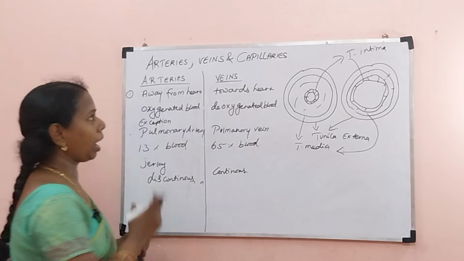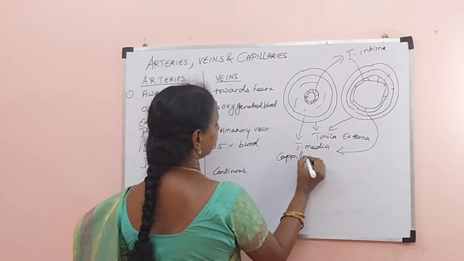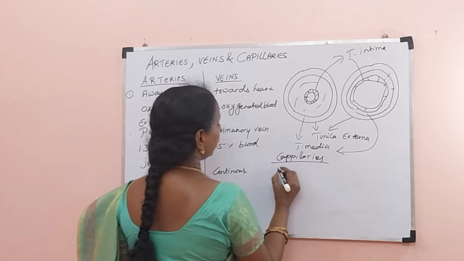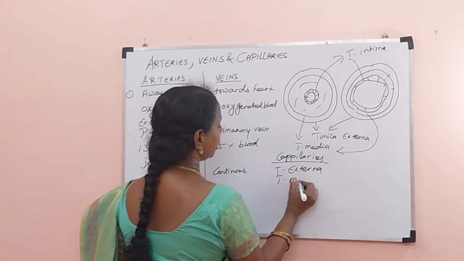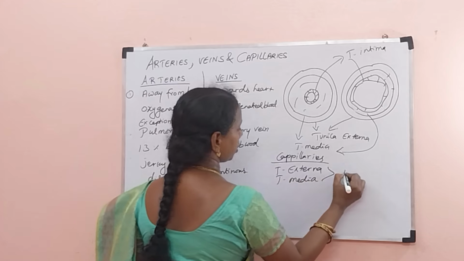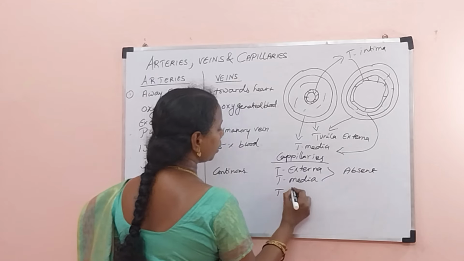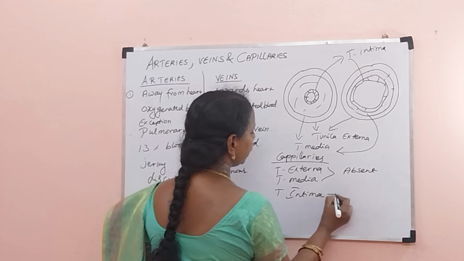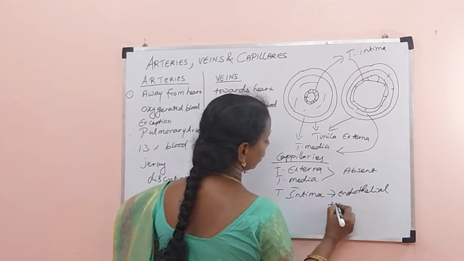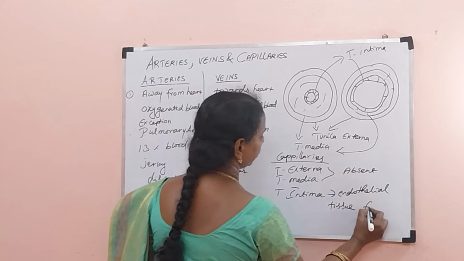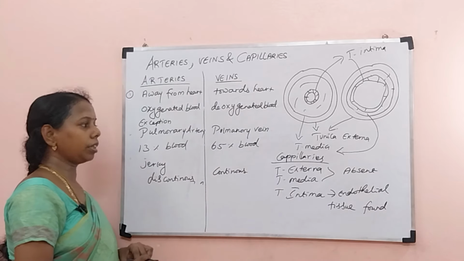Now let us see about capillaries, children. If you see capillaries, tunica externa and tunica media are both absent. So we could find only tunica intima, which is endothelial tissue, in the capillary. Understood, children? About arteries, veins and capillaries.